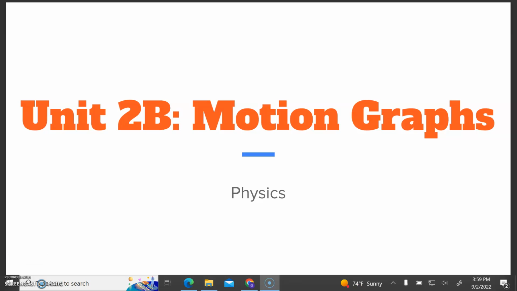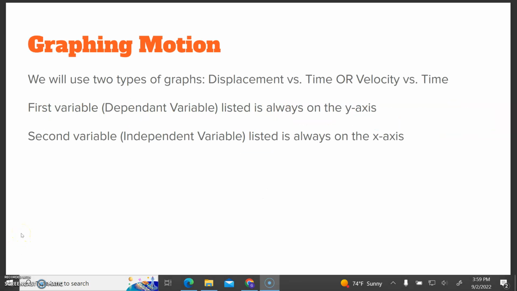Hello physics students. In this lesson we're going to be looking at how we can use graphs to describe the simple motion of an object. We're going to focus on two types of graphs. One is called a displacement or a position versus time graph, and the other is a velocity versus time graph.